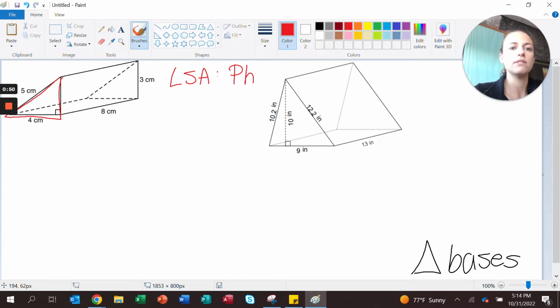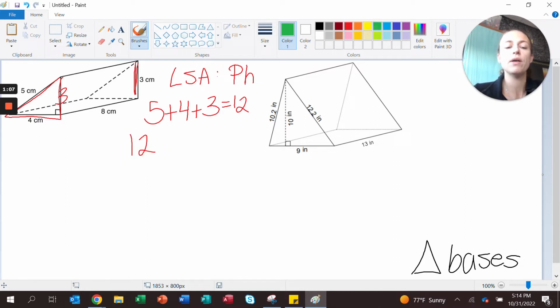Over here on the left side, we are going to add the 5 plus the 4 plus the 3. Now the reason I know it's 3 is because this back straight edge is 3. That means the front will also be 3. That would give me a perimeter of 12. Now I'm going to multiply that 12 by the height of the prism. That means I'm going to multiply it by 8.